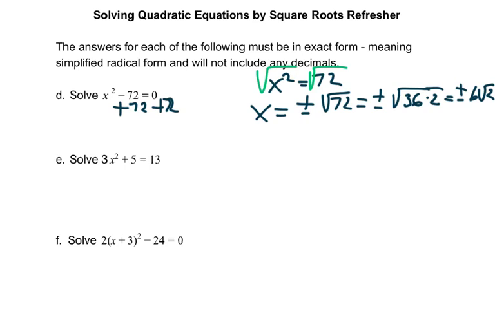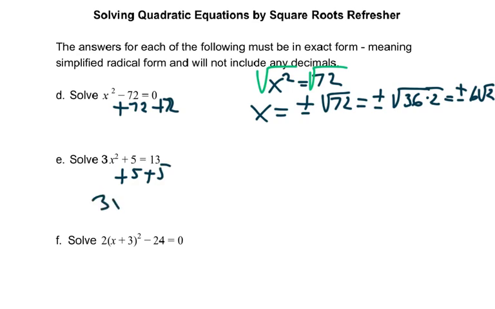Example E. Please, if you remember how to do it, pause the video, finish them on your own, and then you can play it to check if you were correct. I will continue.